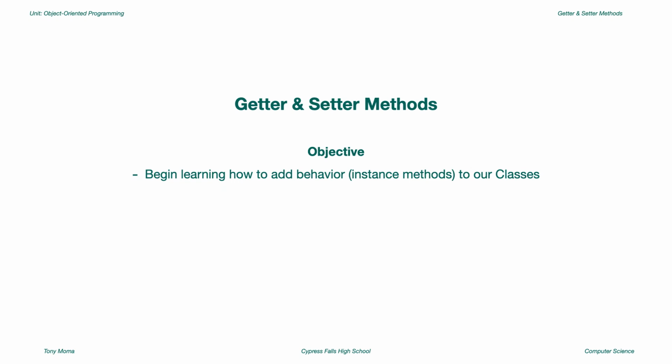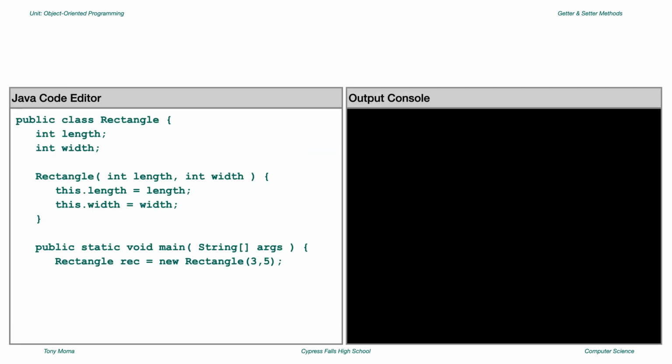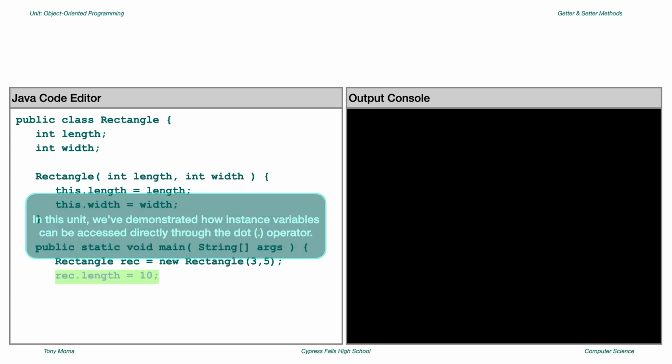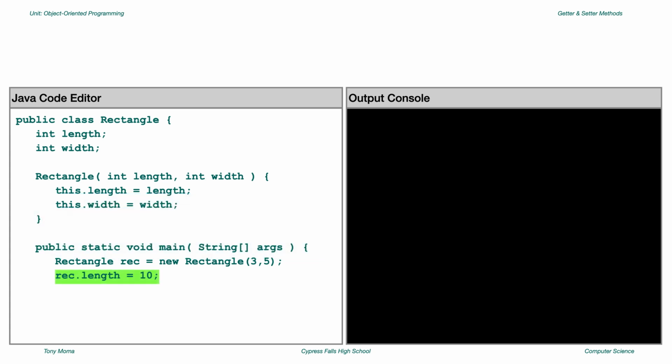Getter and setter methods. In this video, we will begin learning how to add behavior, instance methods, to our classes. Earlier in this unit, we demonstrated how instance variables can be accessed directly through the dot operator. For example, if I wanted to set the length of a rectangle to 10, I would simply type rec.length equals 10. And if I wanted to use the values of length and width in my program, for example, to compute the area, I would just write out rec.length times rec.width.